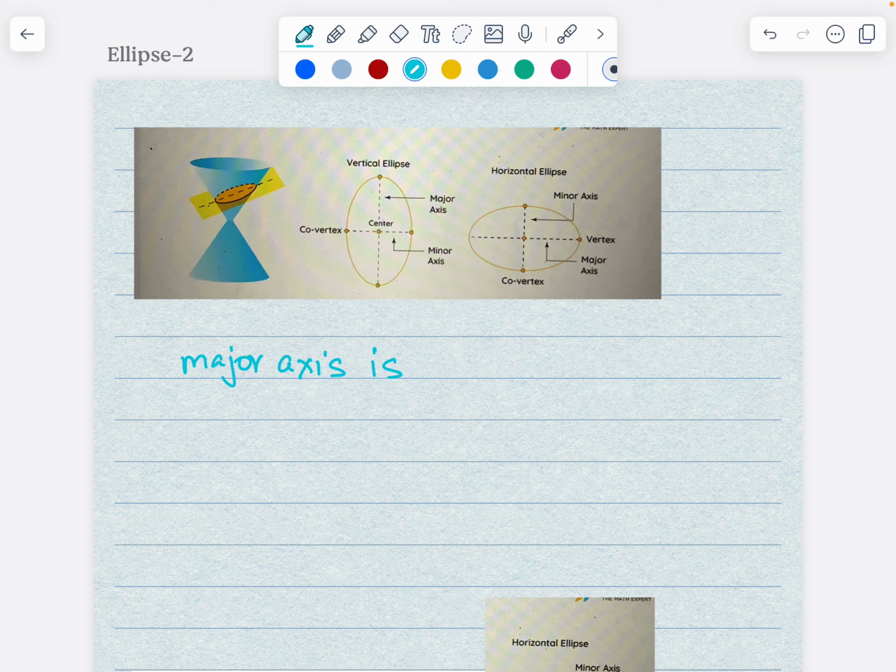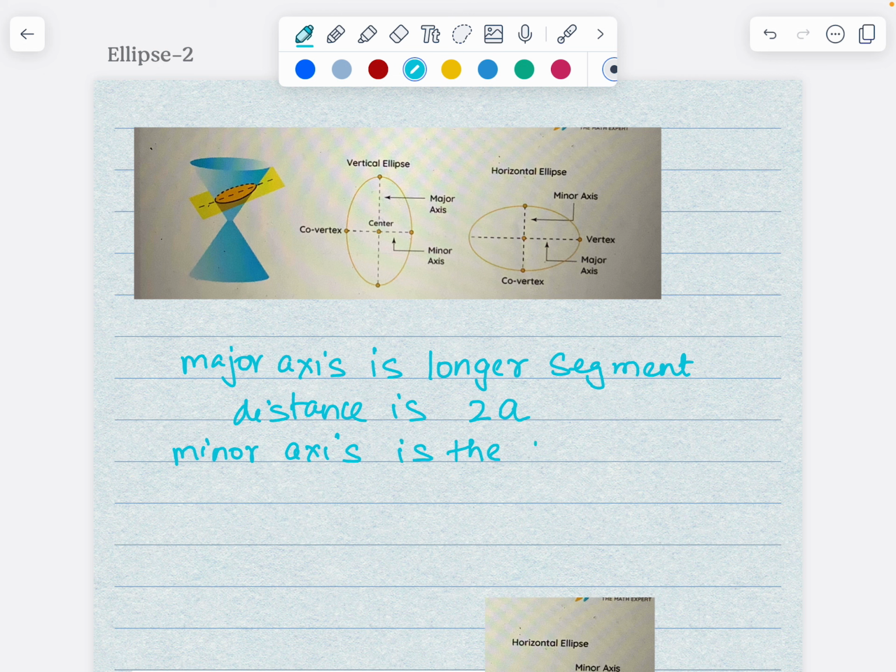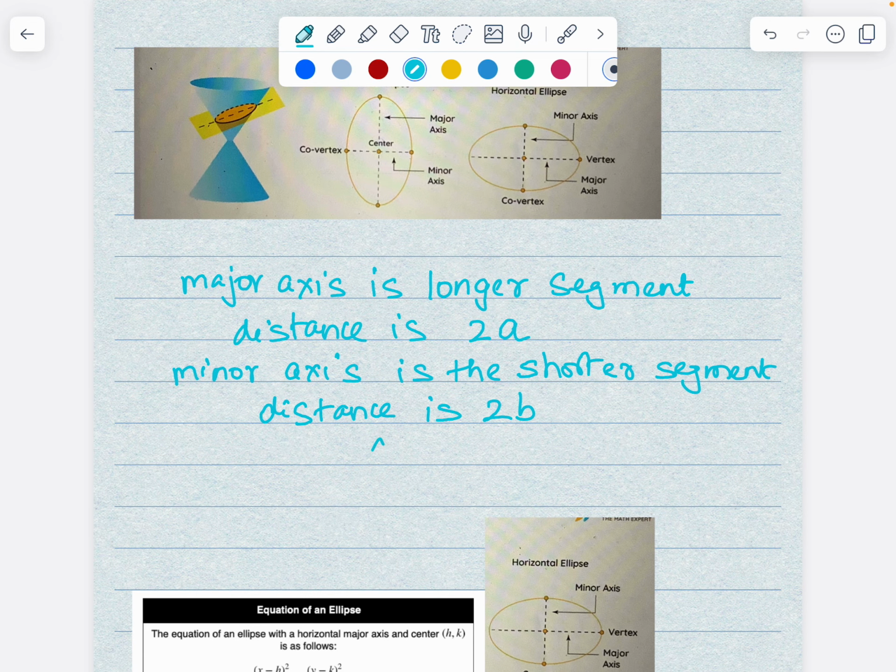is the longer segment, and its distance is 2a, whereas the minor axis is the shorter segment and its distance is 2b. So a is greater than b.